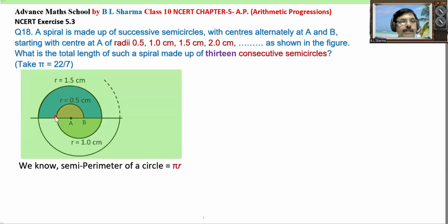ये है 0.5 centimeter रेडियस है ये. Then its radius, it is semicircle, its radius is 1 centimeter. Then its radius is 1.5 centimeter, its radius is 2 centimeter, then 2.5 centimeter and so on. बताइए कि what is the length of that 13 consecutive semicircles? This plus this plus this प्लस दिस, ऐसे टोटल 13 कंसेक्यूटिव सेमीसर्कल्स बनेंगे. उनका टोटल लेंथ कितना होगा देखिए.